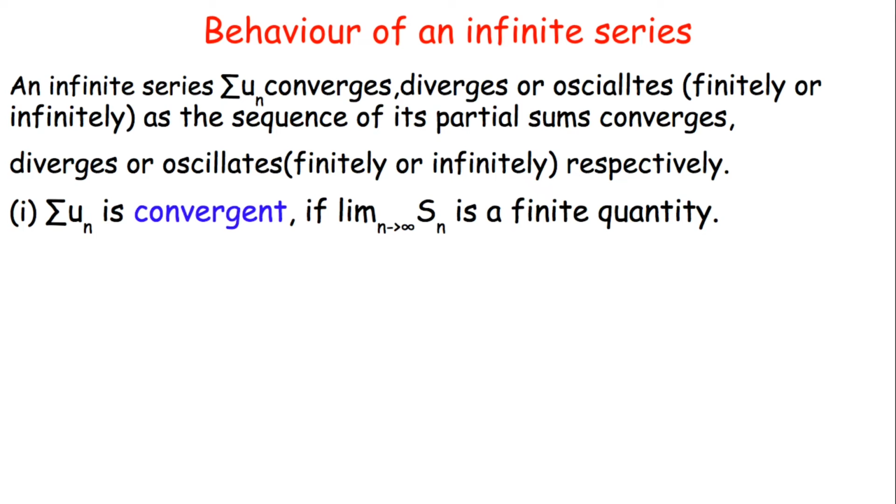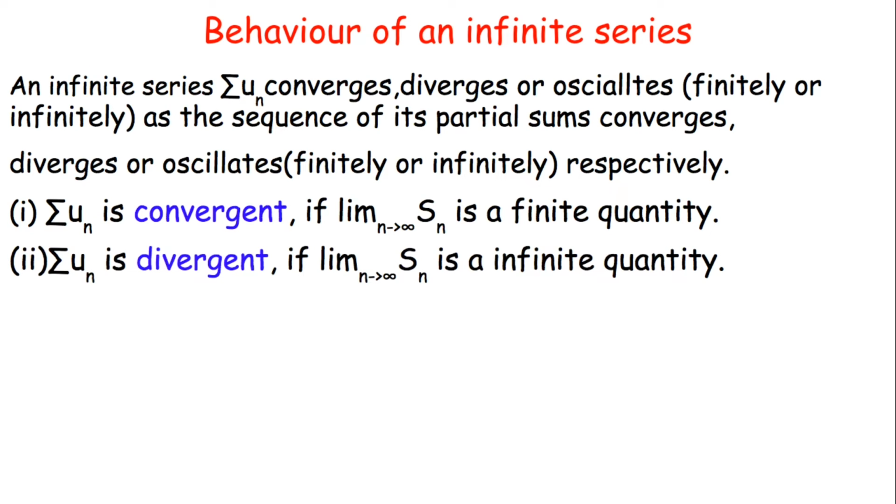Now sigma un is convergent if the limit as n approaches infinity of Sn is a finite quantity. It is divergent if the partial sum Sn is an infinite quantity. If the partial sum is infinite, we know it must be divergent. In a similar way, our sigma of un, which is the infinite series, is also divergent.